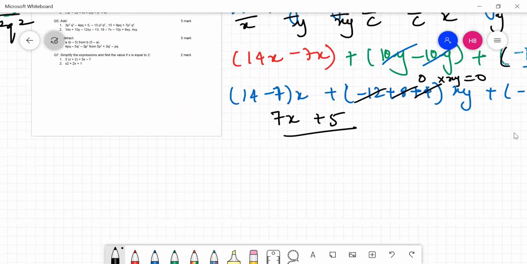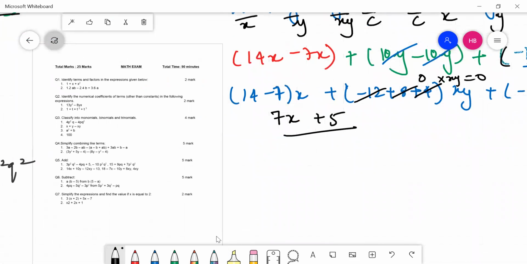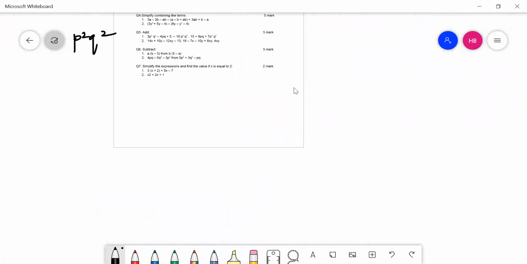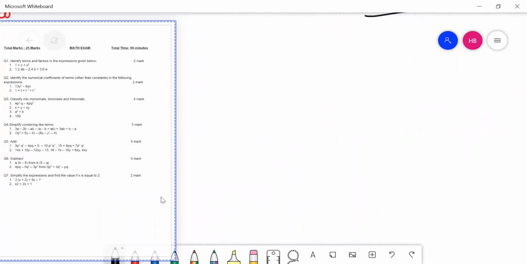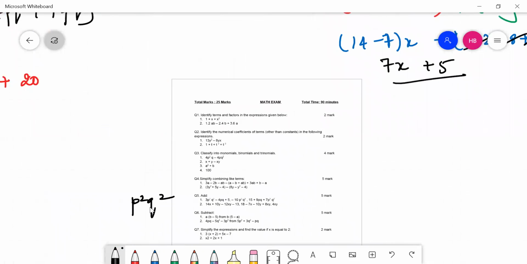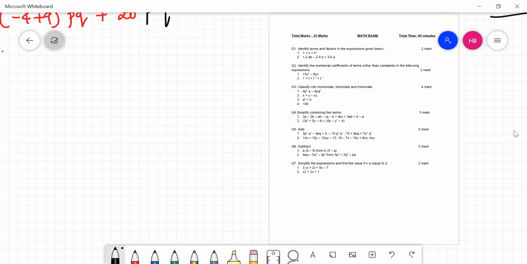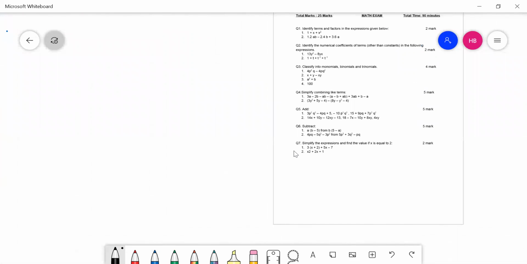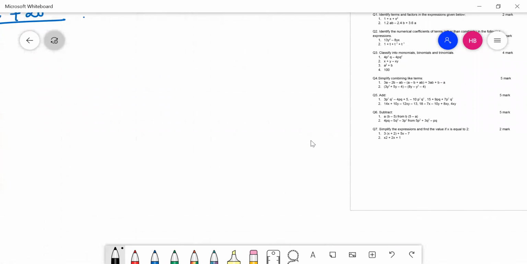Okay, I hope it is understood. Now let's do question number 6, where we have to subtract. Subtraction can be tricky because here you have to take care of the minus sign very properly. So let's look at the first question.